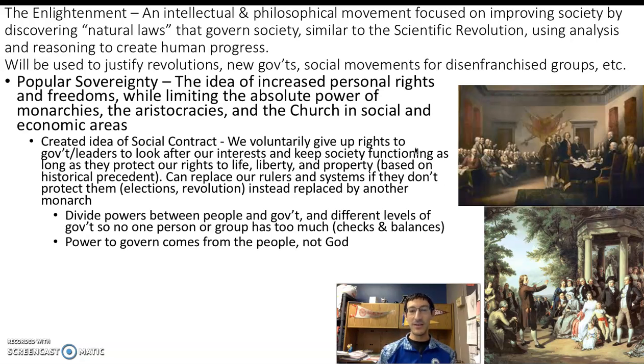And if it doesn't do that, we have the ability to change our leaders, change our laws, and change the government completely, whether through elections or through revolution, instead of just being replaced by another monarch or another dynasty that comes in to change things around. And so this divides up power and privilege, so it's not in just one person, but it comes from the people. It is not given by God, but given by the people to those who are governing the people.